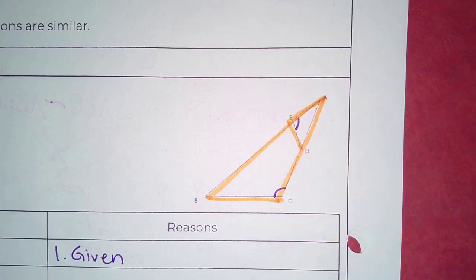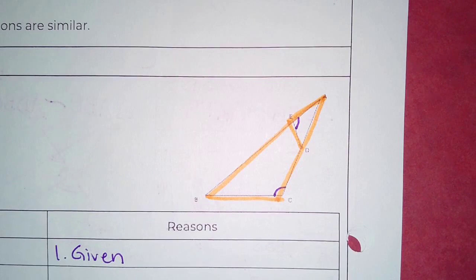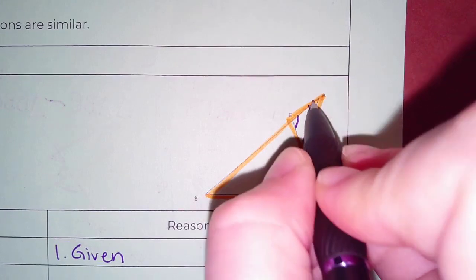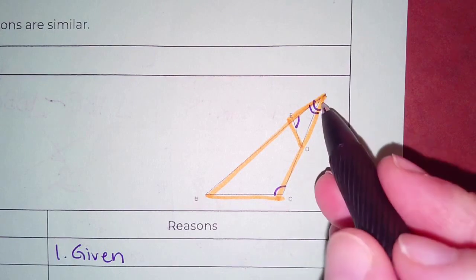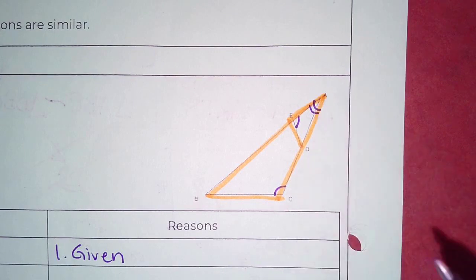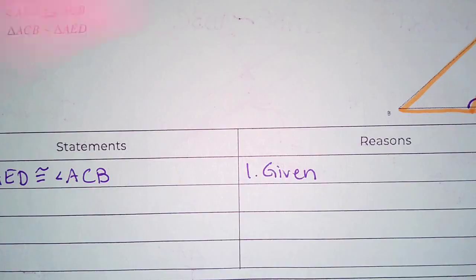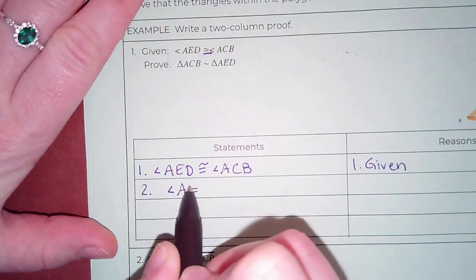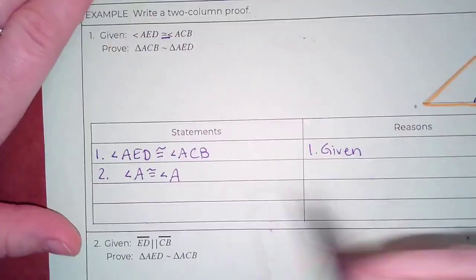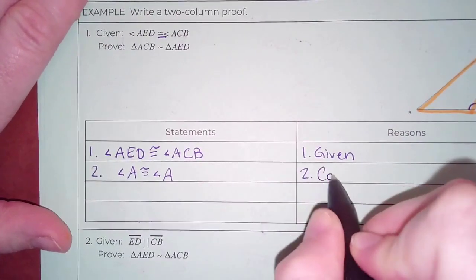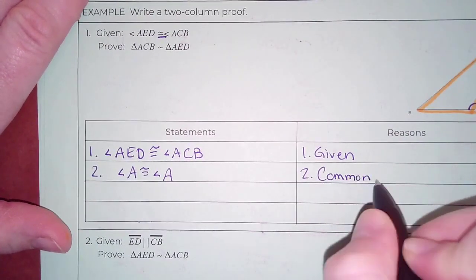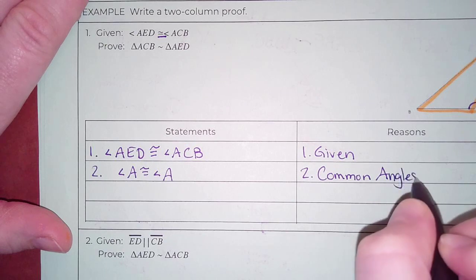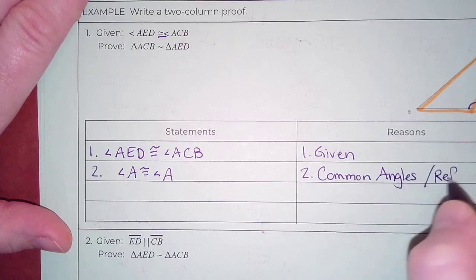So, angle A is congruent to angle A. Very good. We got the next step. Good. So angle A is a part of both of those triangles. So our next step is going to be to say that angle A is congruent to angle A. And reasoning will be common angles. Or you could say reflexive.